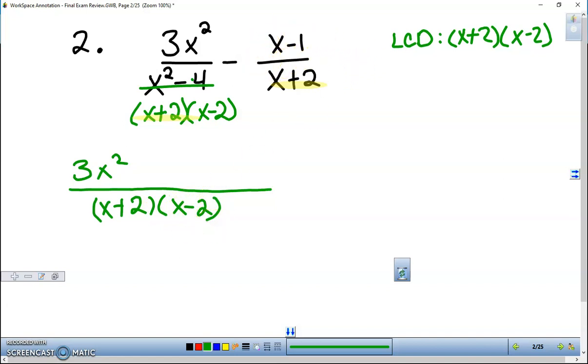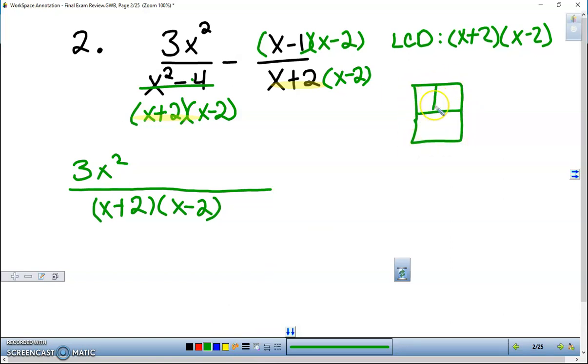And then for the next one, we have x plus 2 on bottom. The thing that's missing from the least common denominator is an x minus 2. So we're going to be multiplying this by x minus 2. Now whenever you do this, you can't just distribute and call it good. You're going to have to use either the box or the FOIL method. So I'm going to box this one out. I'll FOIL later in the review if it pops up.